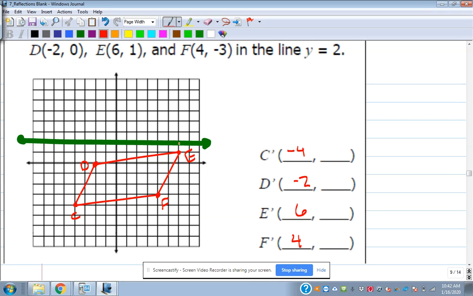And then E prime is the easy one there. So that's at 1, so it's going to be up at 3. F prime would be at 1, 2, 3, 4, 5, 6, 7. I wrote the E on the wrong one. And then D prime is 2, that's at 4. And then C prime is 1, 2, 3, 4, 6 below, 6. All right, and then you draw your picture.